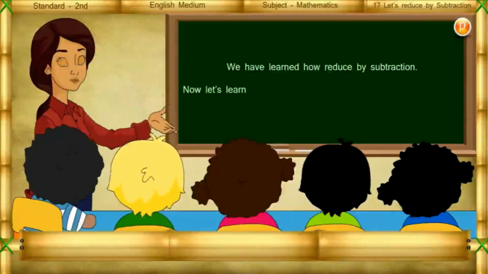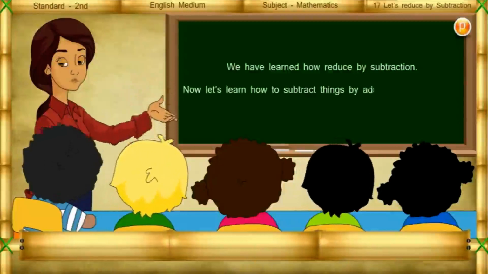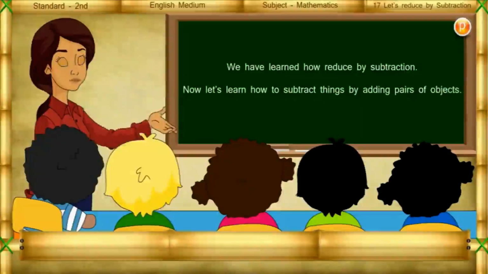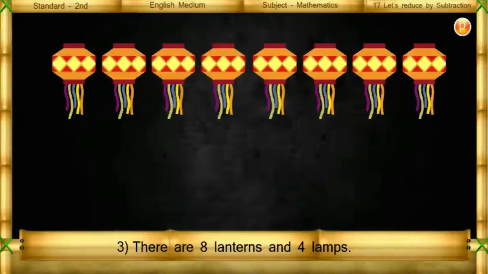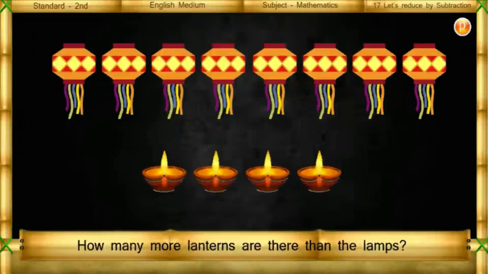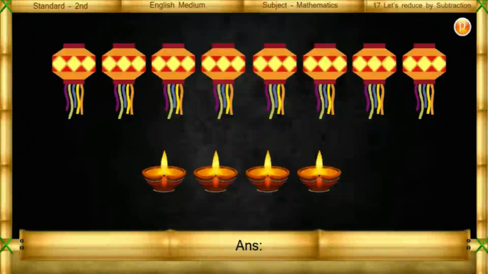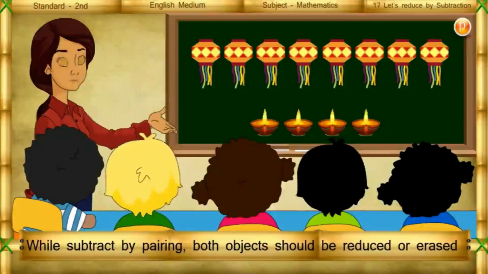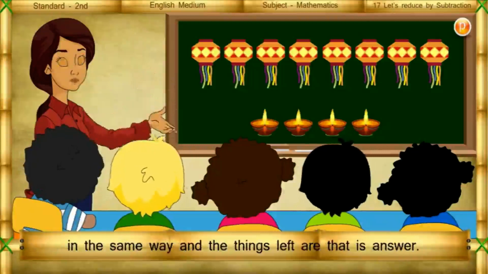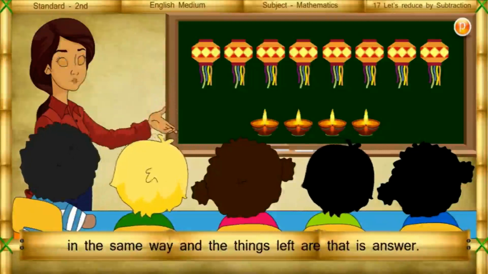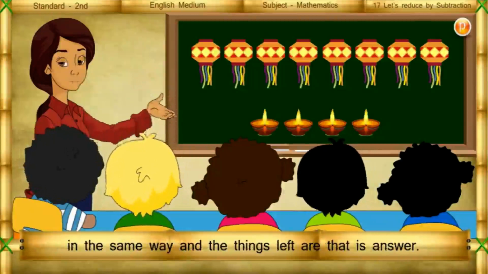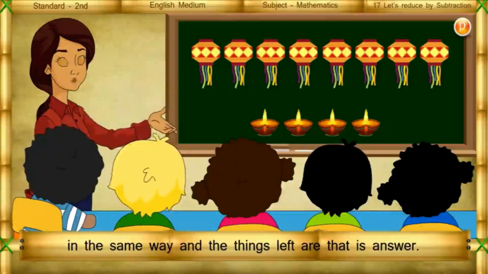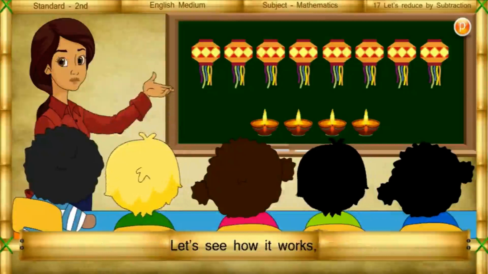Now, let's learn how to subtract things by pairing objects. 3. There are 8 lanterns and 4 lamps. How many more lanterns are there than the lamps? Answer. While subtracting by pairing, both objects should be reduced or erased in the same way, and the things left are the answer. Let's see how it works.